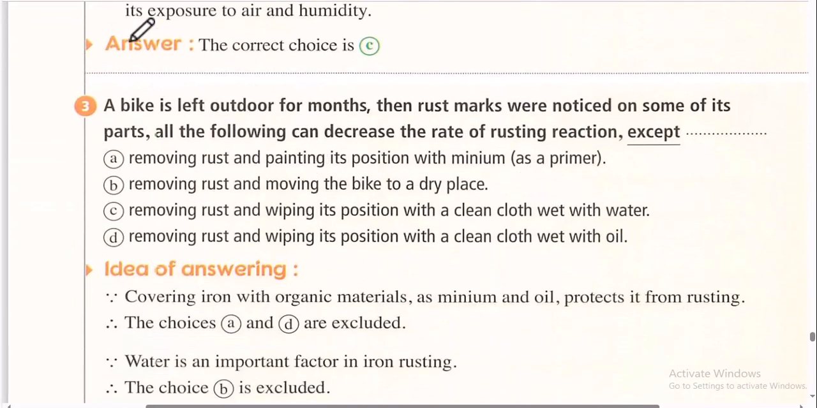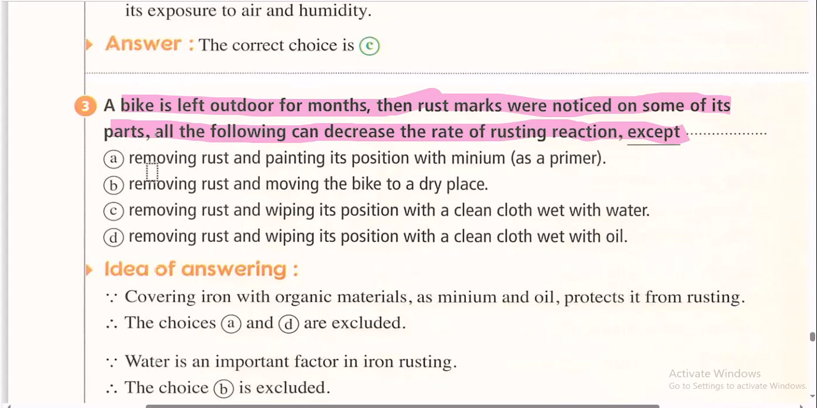Another example, a bike is left outdoors for months. Then rust marks were noticed on some of its parts. All the following can decrease the rate of rusting reaction, except first, A, removing rust and painting its position with medium. Yes, it is a kind of protection. It is a protection that happens when we plate or paint the metal with an organic compound. Okay, it is a kind of preserving against corrosion.